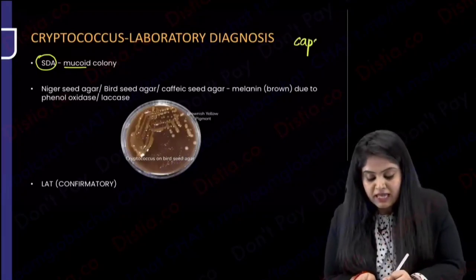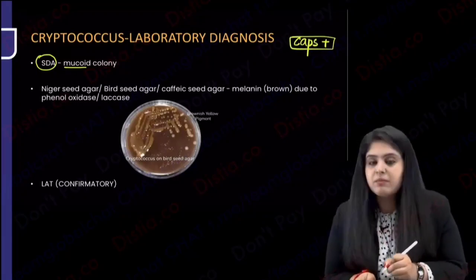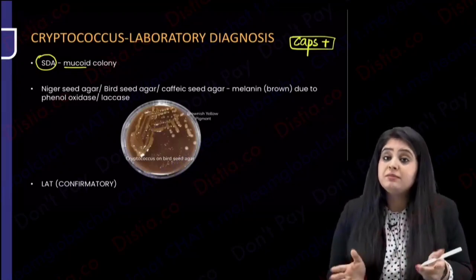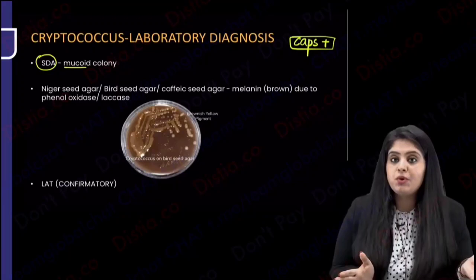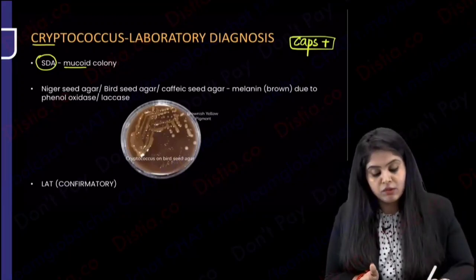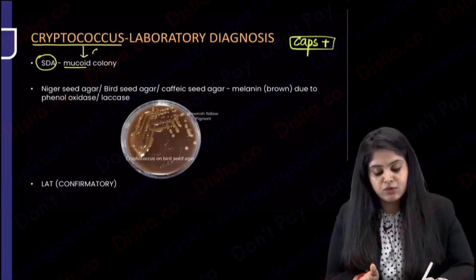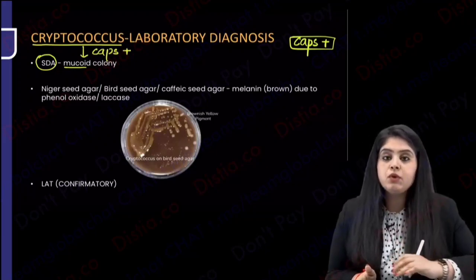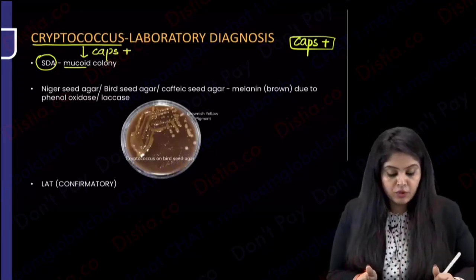Whenever we are dealing with capsulated organisms, like do you remember there was an organism called Klebsiella? Klebsiella was capsulated and showing you a mucoid colony. Cryptococcus is also capsulated. It is also going to show you a mucoid colony. So that is a common trick that I'm telling you for all the capsules. It's going to show you mucoid colonies.